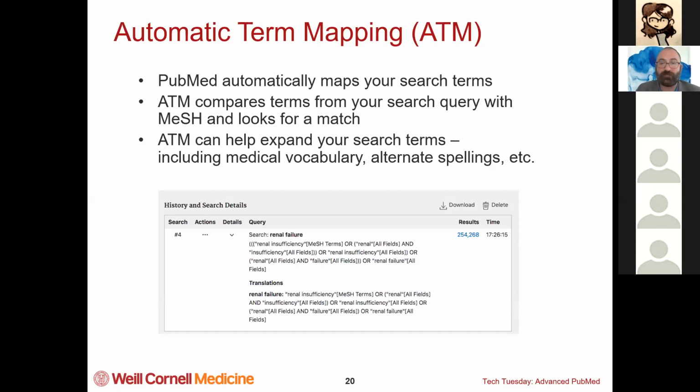If no match is found, PubMed will break apart a phrase until it finds a match. Automatic term mapping can help make your searches more comprehensive, expanding your search terms, including alternate spellings, etc. It only occurs if you don't use quotes, tags, or asterisks in your search terms. To see how PubMed interprets your search, go to the advanced search page, and Carrie will show you how to get there in the demo.